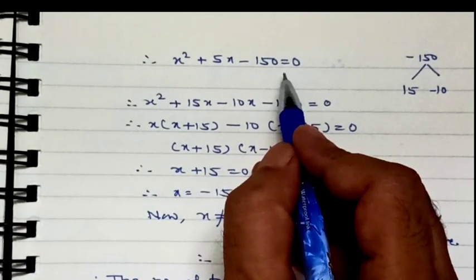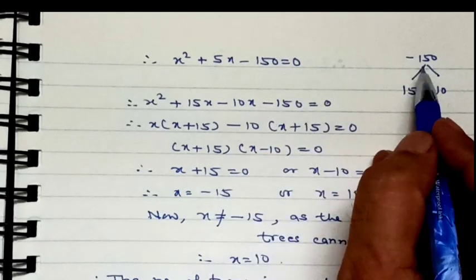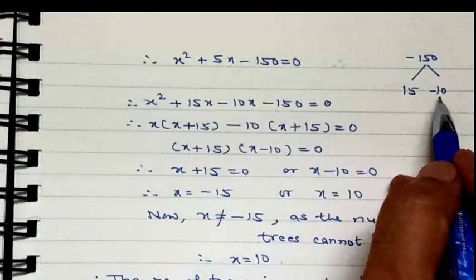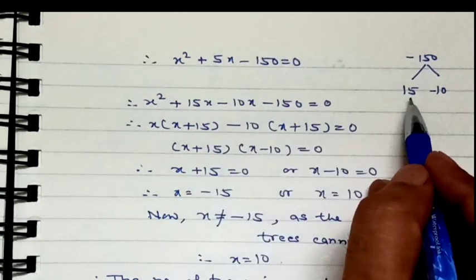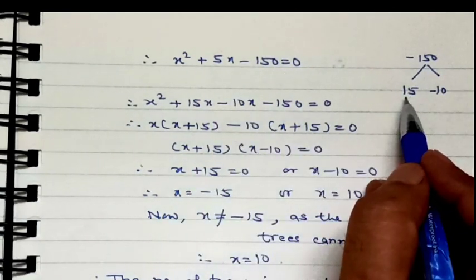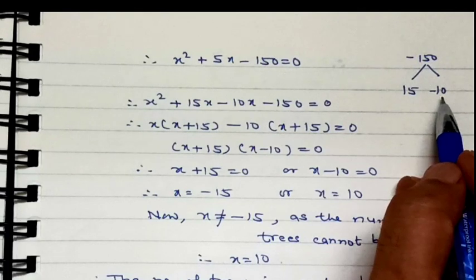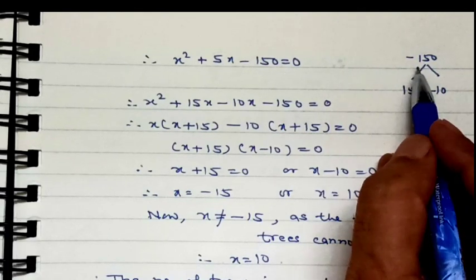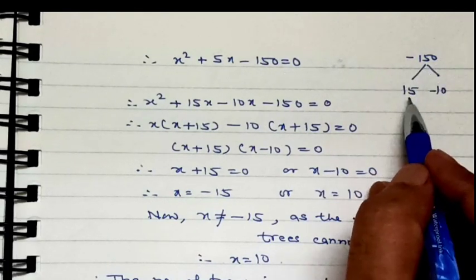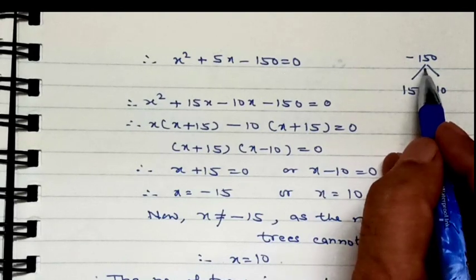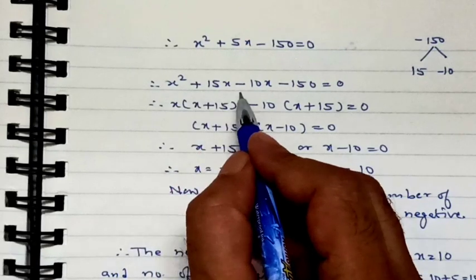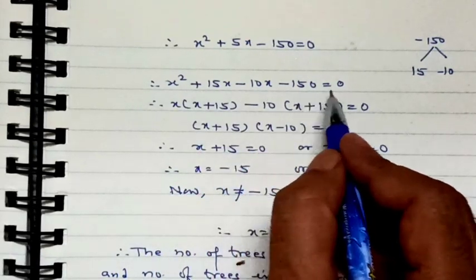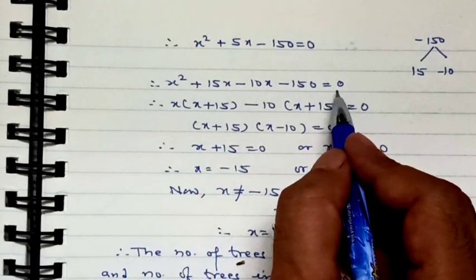Try to solve by the factorization method. Minus 150, you will have two factors, 15 and minus 10. Plus 5 indicates that 15, the greater number, will be plus 15 and the smaller number will be minus 10 to give minus 150. So 15 into minus 10 is equal to minus 150. Split the middle term. We will write x square plus 15x minus 10x minus 150 is equal to 0.